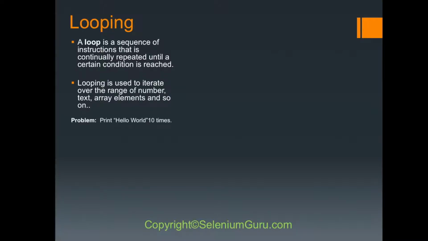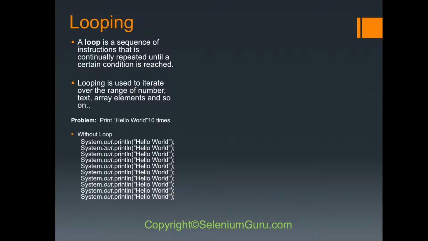For instance, let's say you want to print out hello world 10 times, right? So normally without looping, you can do it like this: System.out.println hello world, System.out.println hello world, like 10 times in here, right? So you've got like 10 lines of code. So without a loop, you're going to be printing hello world like 10 times, right? This is the easiest example of looping here. So how are you going to do that with a loop then?